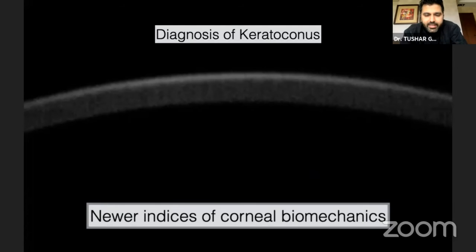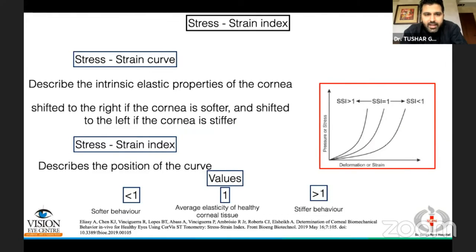Then there are some newer indices of corneal biomechanics that are available now and that have been more recently introduced because, like I said, the Corvus is gaining functionality quite a lot because of the popularity that it has gained. One of the things that it tells you is the stress strain curve and the stress strain index. So this by itself for comparing multiple individuals is not very useful. But when you look at one cornea serially over time, then this does provide a lot of value. If you have the stress strain curve moving to the right, that means the cornea is becoming biomechanically weaker with time. And if it is moving to the left, that means the cornea is becoming stiffer or biomechanically stronger.